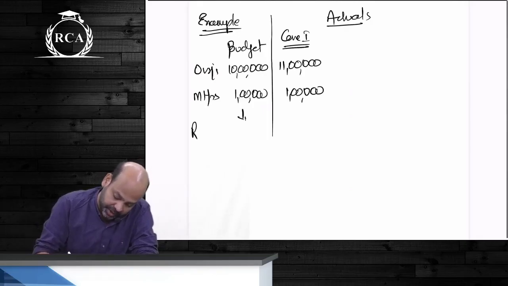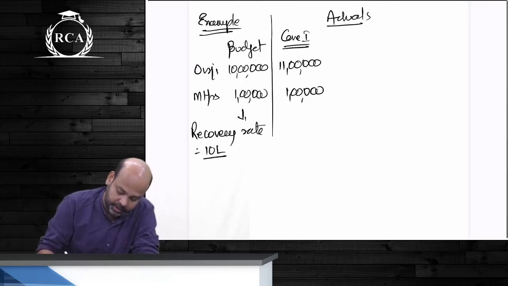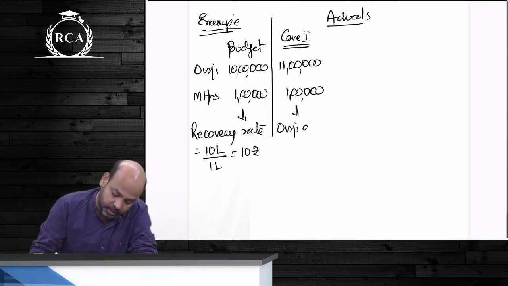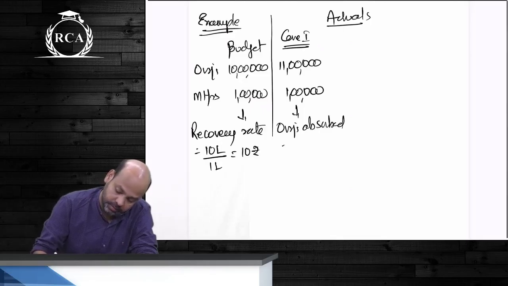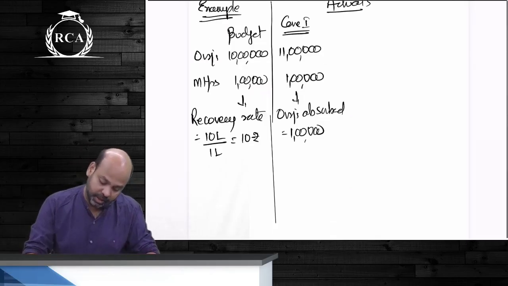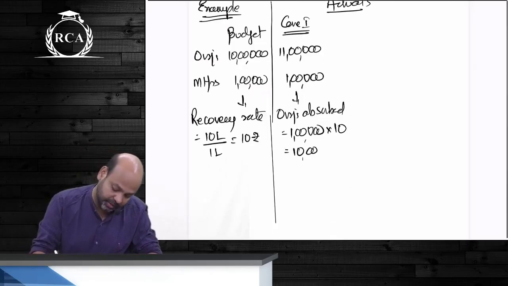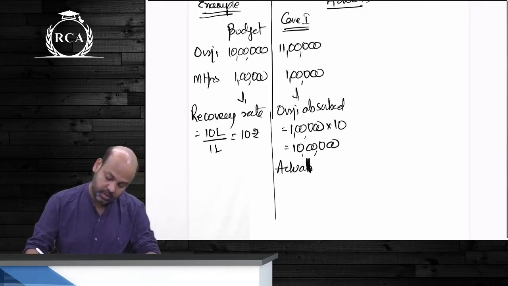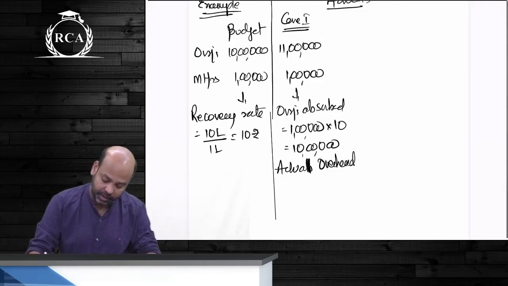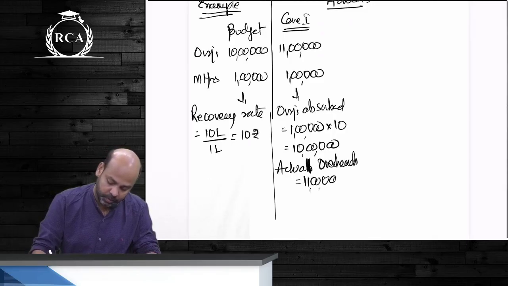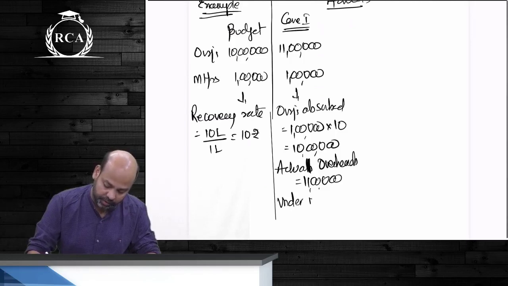What will be our recovery rate or absorption rate? You'll write 10 lakhs divided by 1 lakh, and that is 10 rupees. Once that is fixed, guys, what will be the amount of overheads absorbed? 1 lakh hours. Isn't the actual activity 1 lakh? So you multiply that 1 lakh, beta, with 10 rupees, and that is 10 lakhs. But how much did we incur? The actual overheads are 11 lakhs. Did we absorb less or more? So will this be under recovery or over recovery? Under recovery, beta, would be 1 lakh.